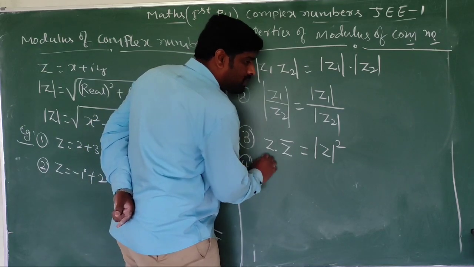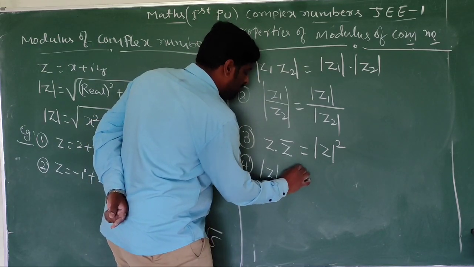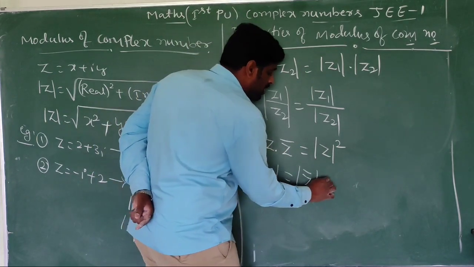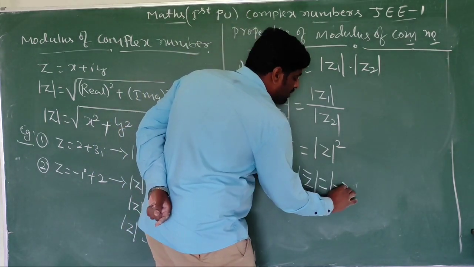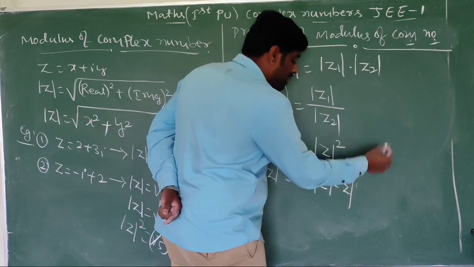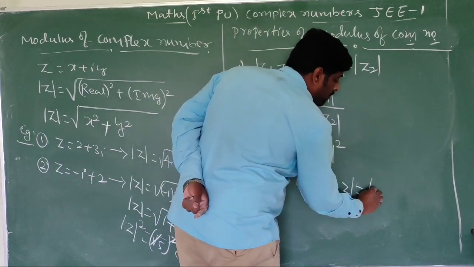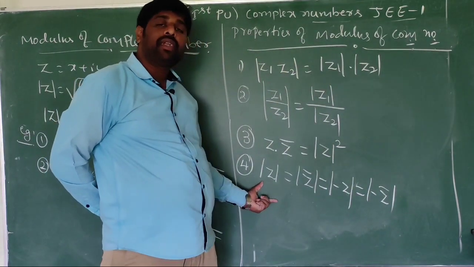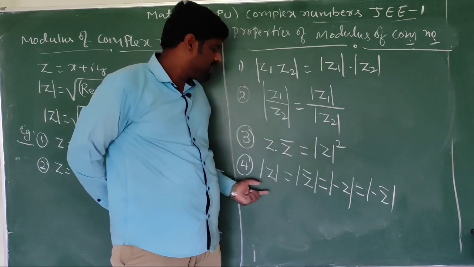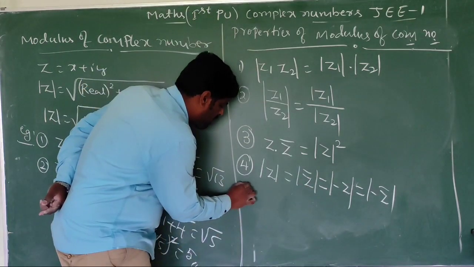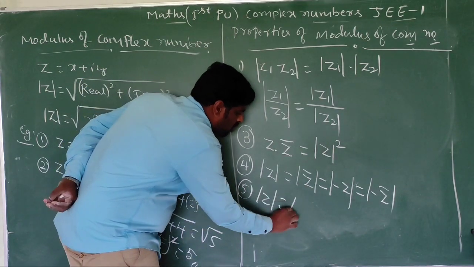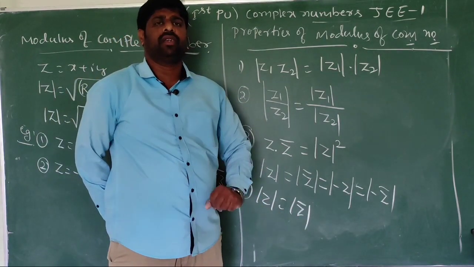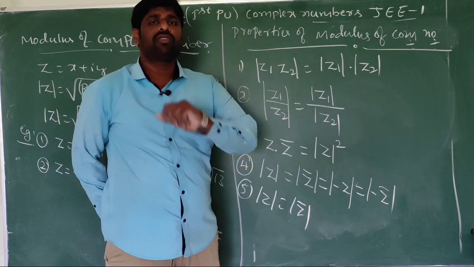Fourth property is, modulus of Z can be written as modulus of Z bar. Modulus of Z bar can be written as modulus of minus Z, and minus Z can be written as minus Z bar. Modulus of Z can be written as modulus of Z bar. Both are the same. Modulus of any complex number equals the modulus of its conjugate.